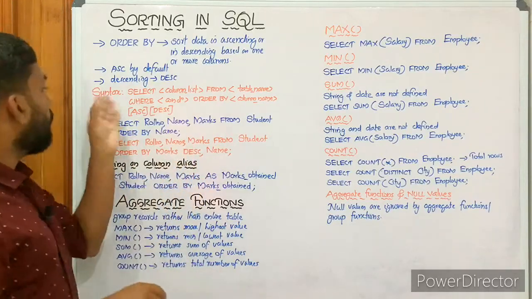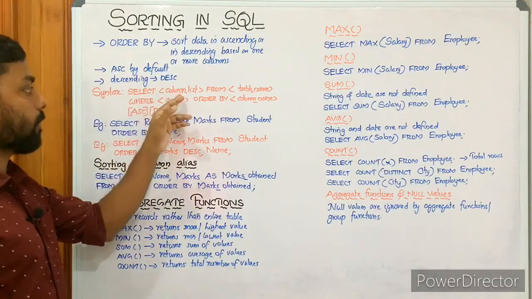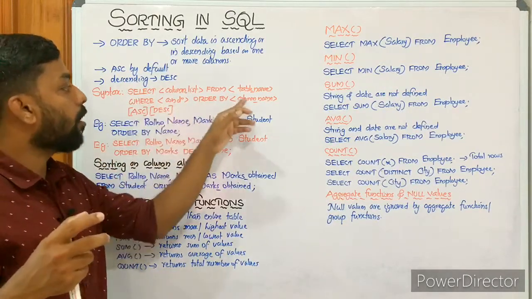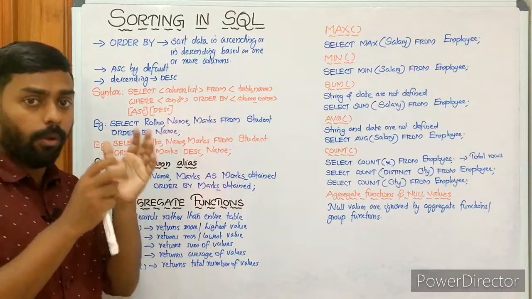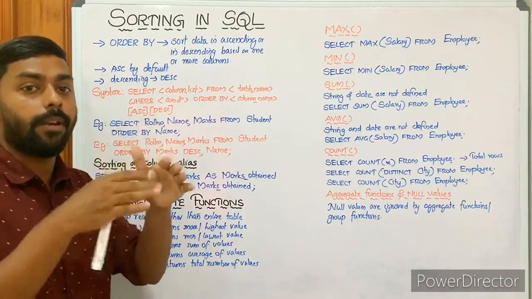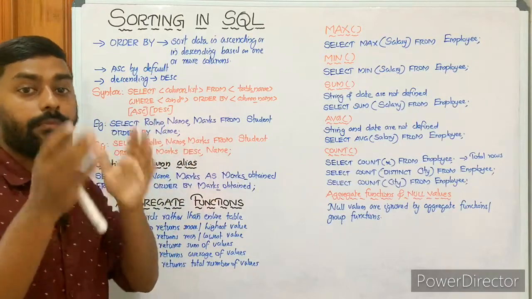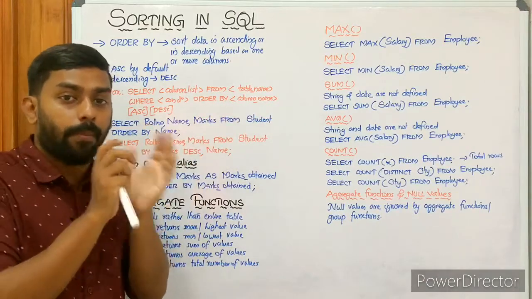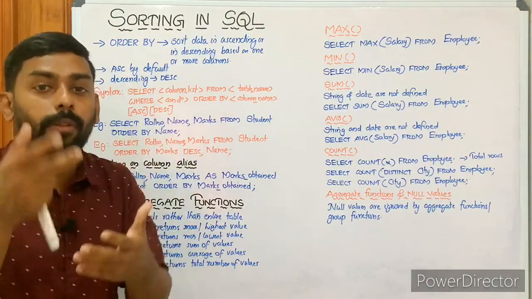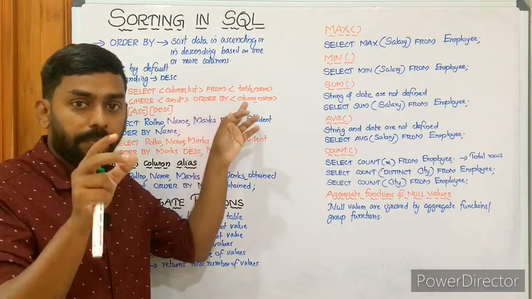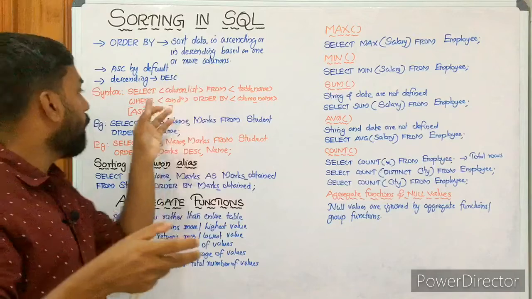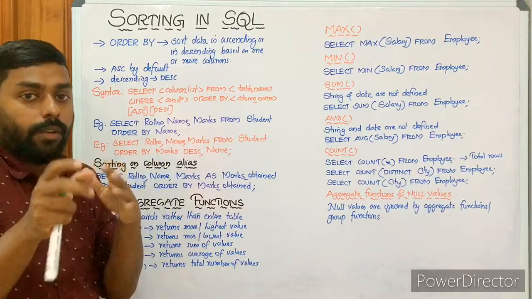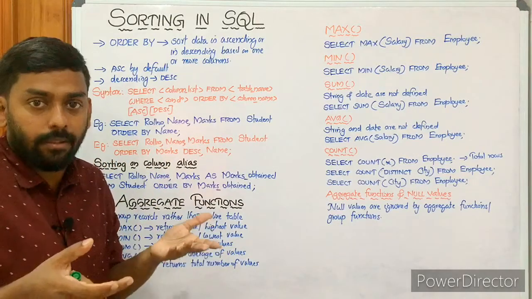Then here is the syntax: SELECT column list FROM table name WHERE condition. Of course, the WHERE clause is optional. ORDER BY column name ASC or DESC. We are sorting, or we apply ORDER BY, for a column or for more than one column, so just after the ORDER BY clause we have the column name or column names. Then we have the keyword either ASC or DESC. If we are doing it in ascending order, ASC is not a must, we can avoid it.